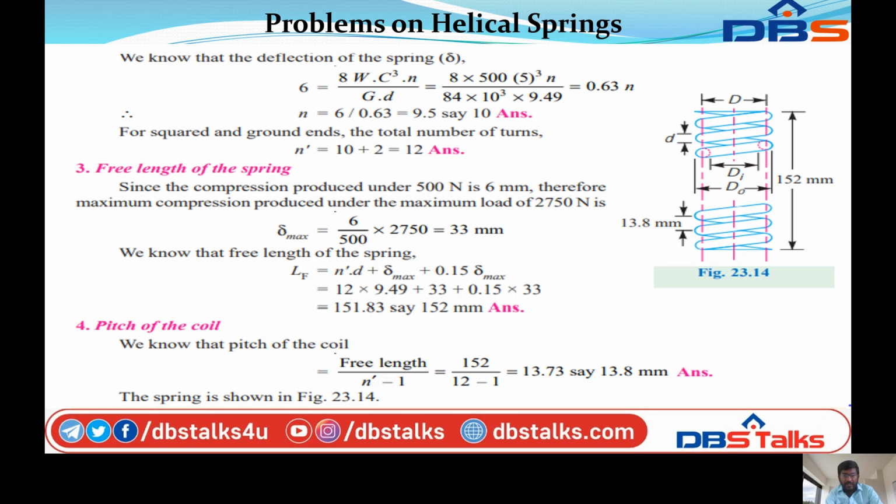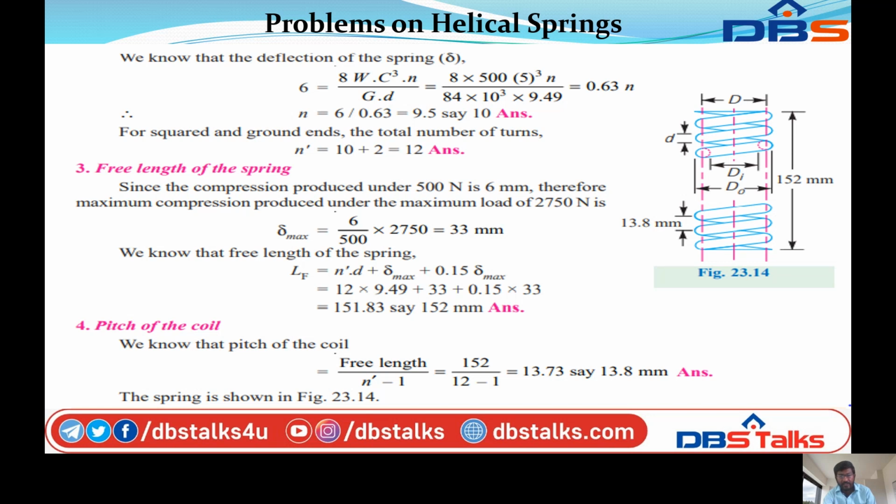So we know the free length of this spring. LF, this formula was already given in the previous class. So LF is equal to N dash into d plus delta max plus 0.15 into delta max. Substituting the values, N dash is 12 into 9.49 plus delta max 33 plus 0.15 into 33. So finally we can calculate the free length of the spring, LF is equal to 151.83, which rounded off is 152 mm.